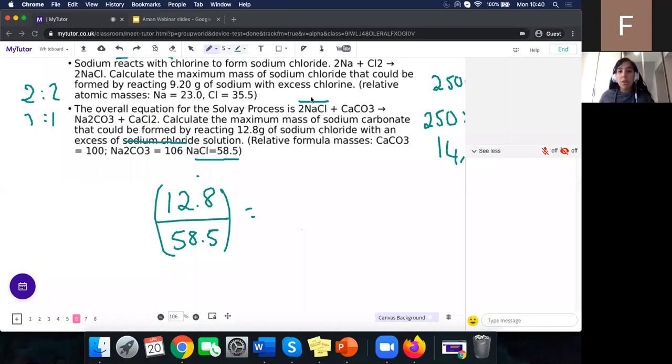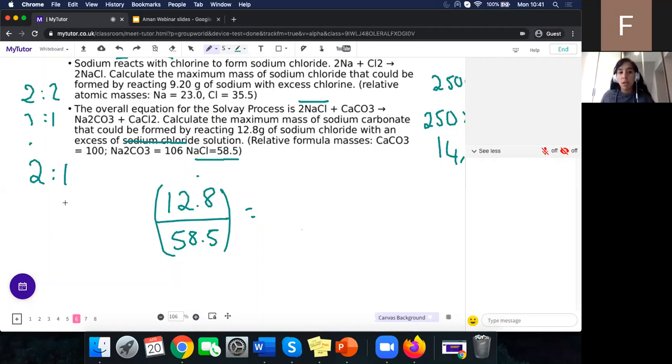So if we look at our equation, there are 2 sodium chlorides that form 1 sodium carbonate. So the reason this is a 4-mark question is because there's an extra step involved. So remember, step 2 is look at the equation and find the ratio. So the ratio here is 2 to 1 because there are 2 sodium chlorides forming 1 sodium carbonate. So what that means then is we need to do the third step.